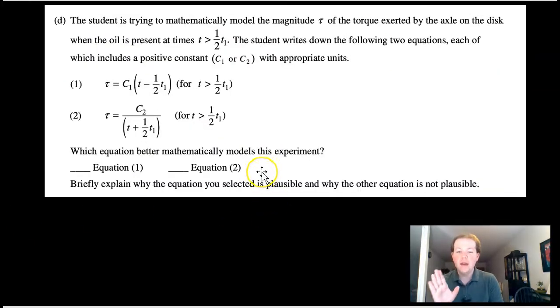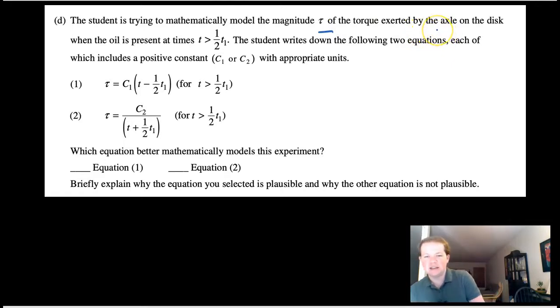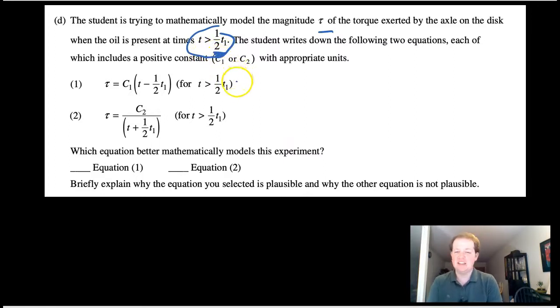The student is trying to mathematically model the magnitude of tau, of the torque exerted by the axle on the disc when the oil is present at a time t greater than 1/2 t1. Boy, they use confusing notation, but they're just saying here, when the oil is present, they started dripping the oil after that half time, right? So half the time the disc is spinning with no oil, then they start dripping oil. That's all it's saying right here. Sometimes they might use confusing-seeming notation, but the scenario is probably just carrying over.